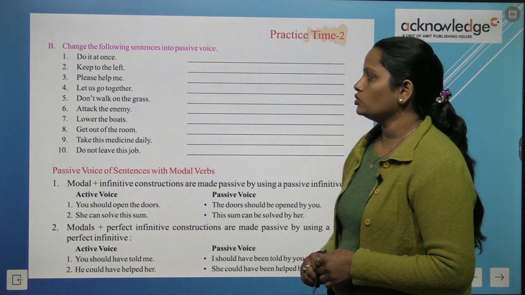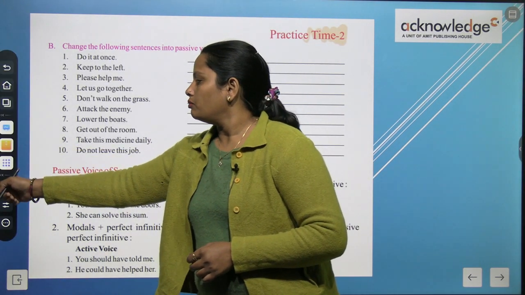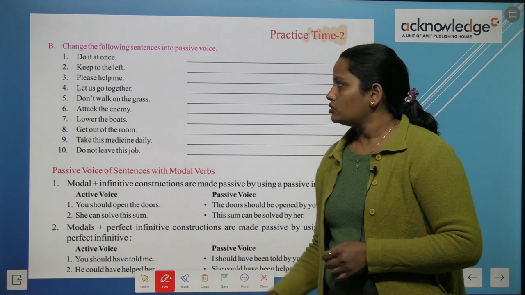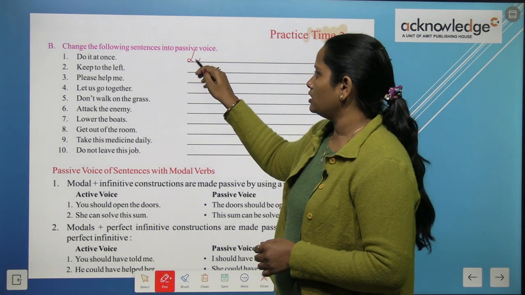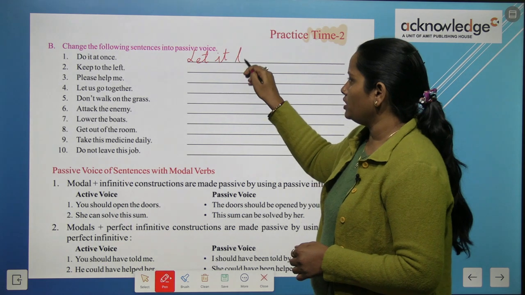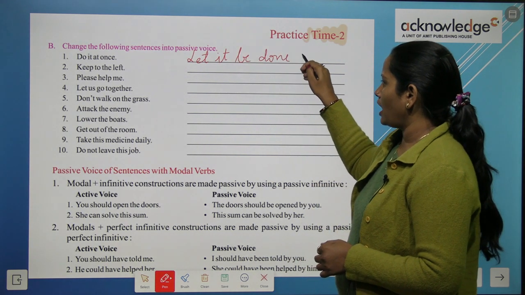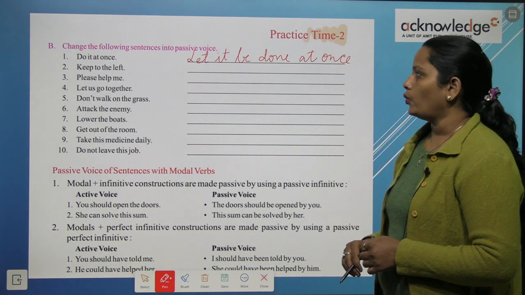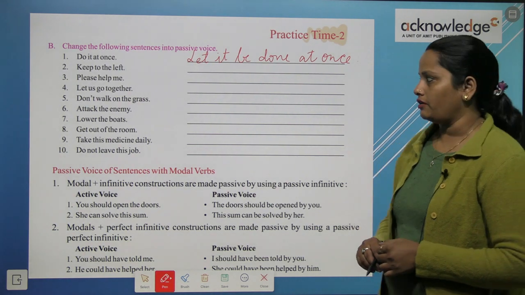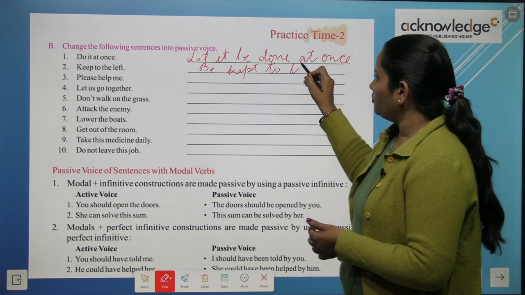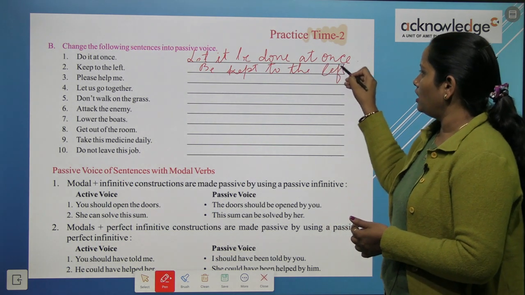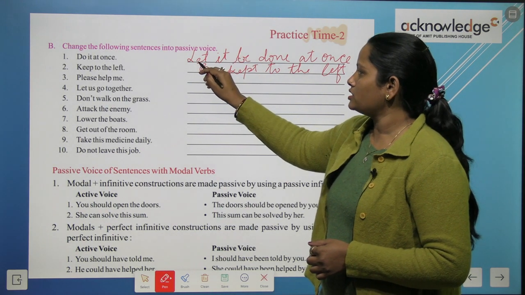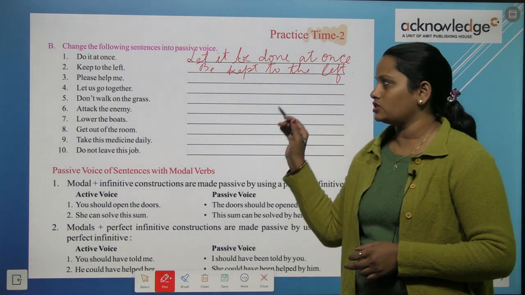So children, now let's do the book exercise here. Exercise number B. Do it at once. So now we can start with: Let it be done at once. Keep to the left. So here we can write: Let it be kept to the left. So these are the two examples that we have done, and the rest is your homework. You have to do it on your own. Children, like this only complete the rest of the exercise.